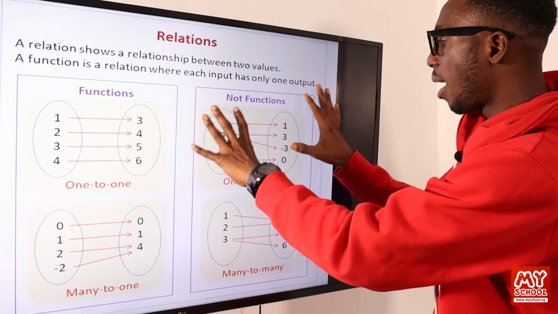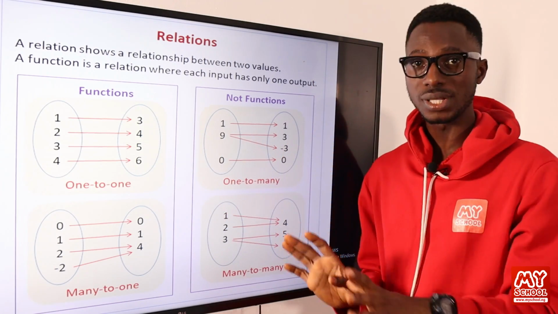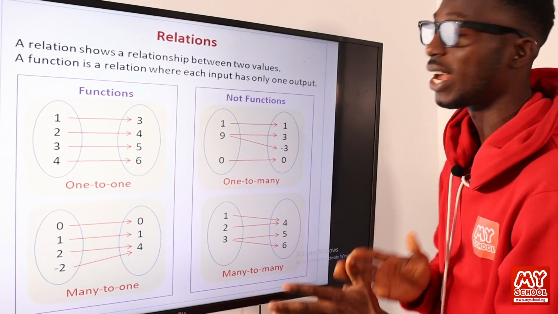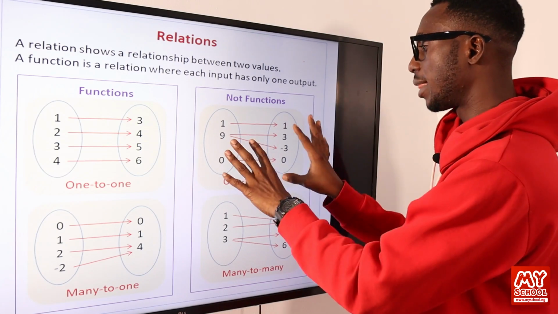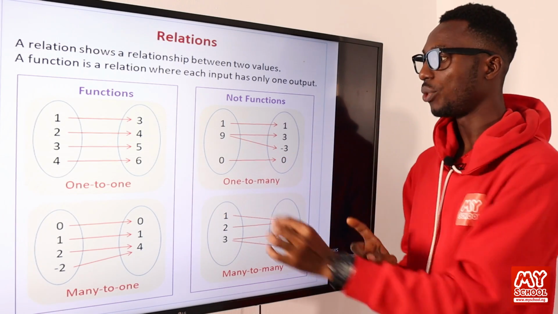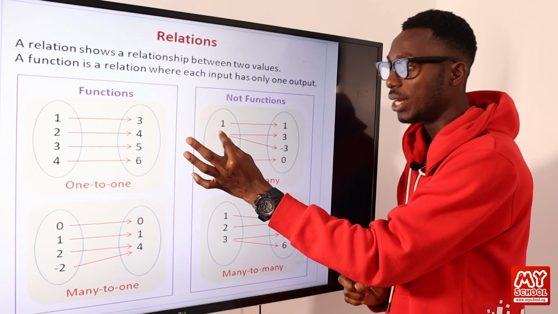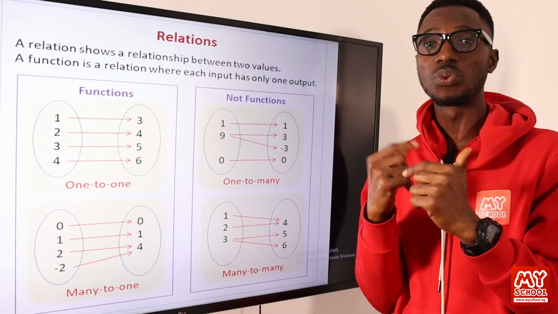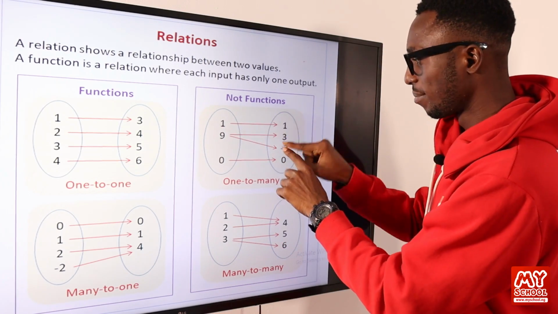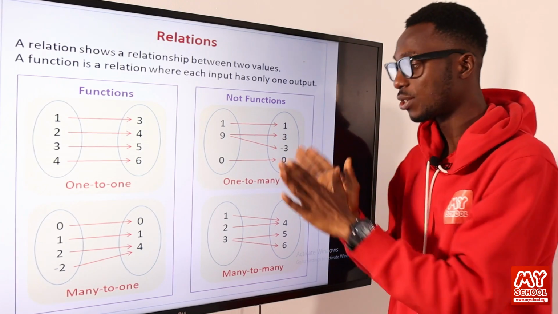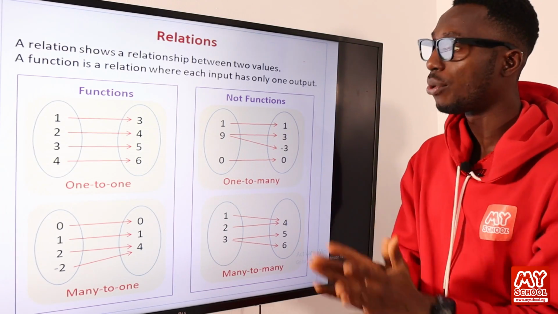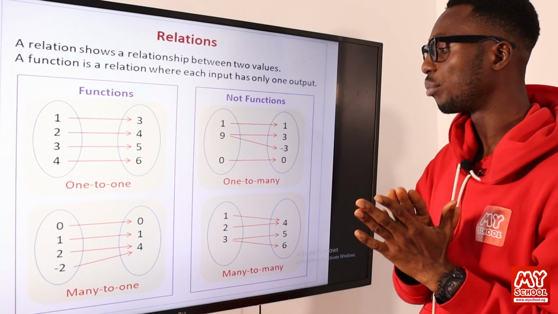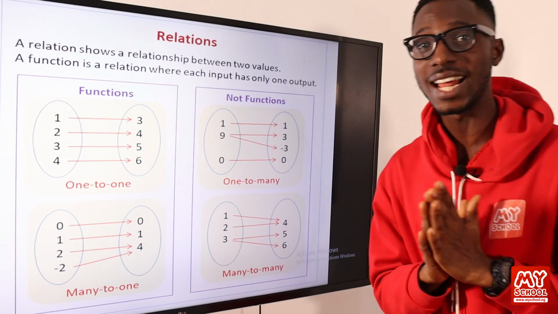So let's look at other types of relations that are not actually functions, but they are of course relations. Look at this. We have one to many. So you can see that the element here is producing more than one image. So this is not a function. This is of course a good type of relation, but it is not applicable to be named or identified as a function.